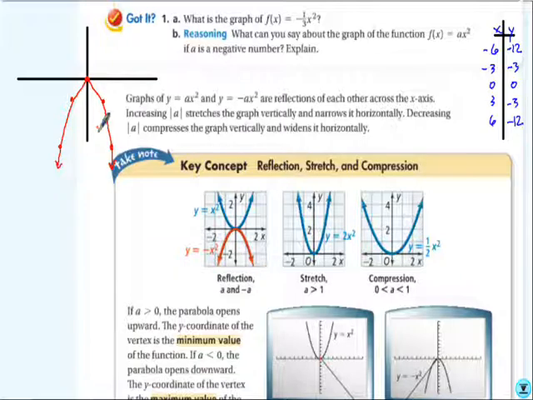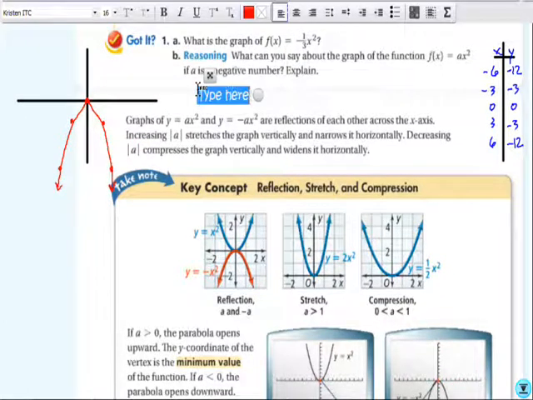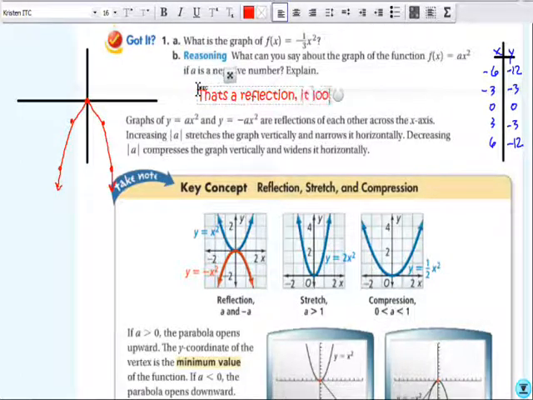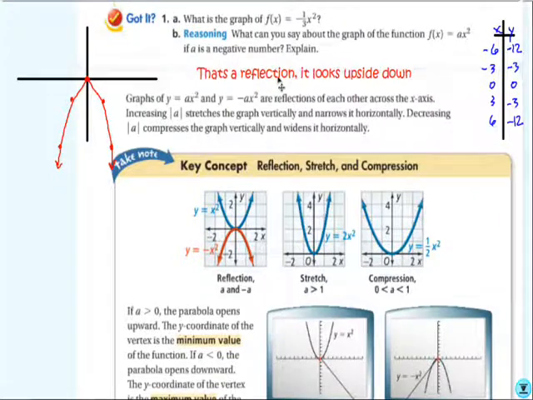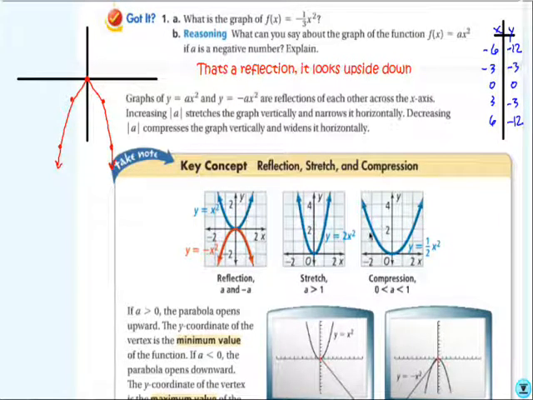Take a look at part B. What can you say about the graph of the function f of x equals ax squared if a is a negative number, and explain? And you want to have something there along the lines of, that's a reflection in the x-axis. It looks upside down, something, so that we can see that it changes. It's a mirror image of the parent function as far as that goes.